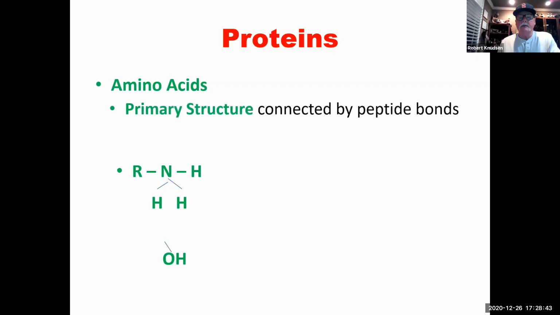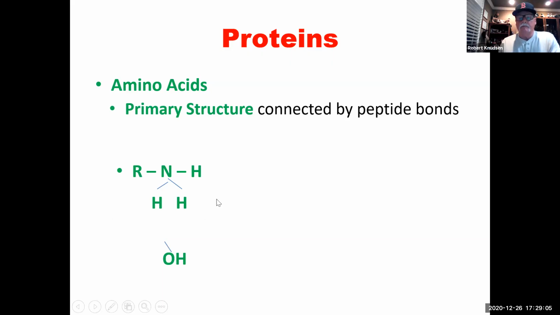Okay, amino acid, primary structure. Now, proteins have 3 or 4 structures. All of them have to have 3. Some have 4. Okay, here they go. Number 1 structure is the linear sequence. It's called the primary structure, and it's connected by peptide bonds. That's what we do in protein synthesis.